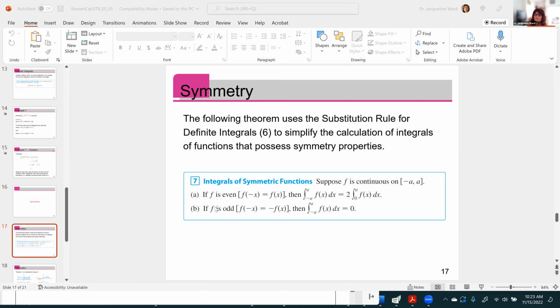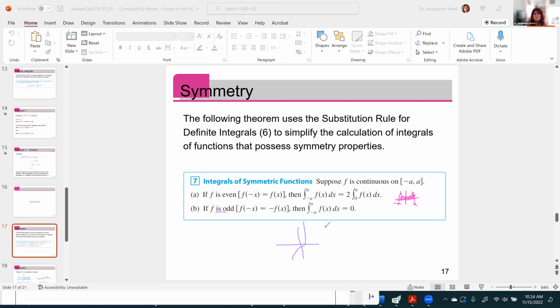And then if f is odd, that means f of negative x equals the opposite of f of x. So again, for part A, for even, I always picture a parabola. So the area under the left is the same as the area under the right. So you could take twice the area on the right. For part B, for an odd function, my go-to mental construct is x cubed.